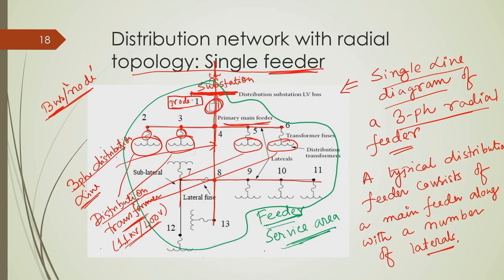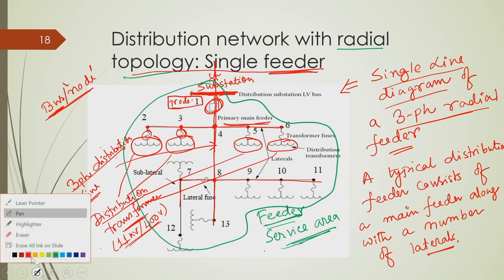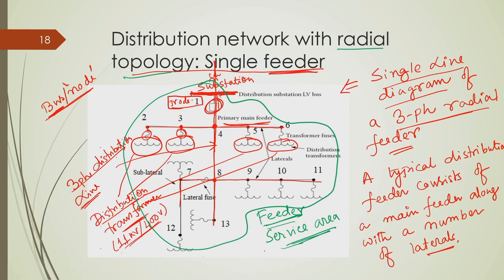If you look at this radial topology, how will the power flow? The power flow will be unidirectional. Power will flow starting from the substation to the individual distribution transformers, and then to the loads. So, power will flow unidirectionally from the substation towards the load. Everywhere you will get unidirectional flow of power.